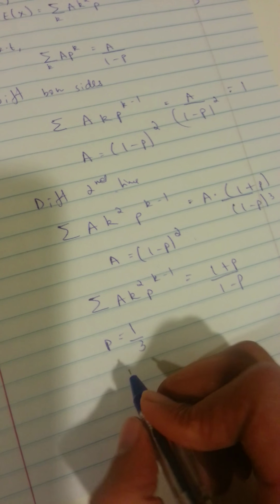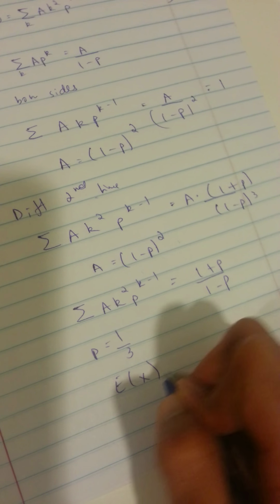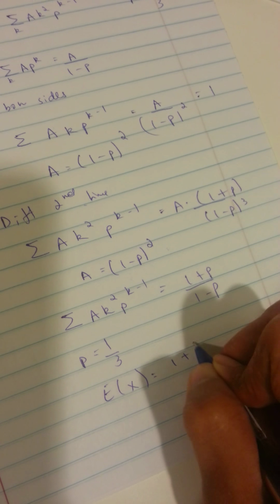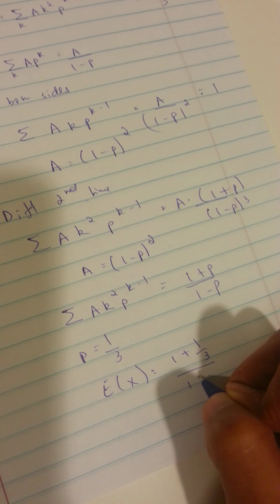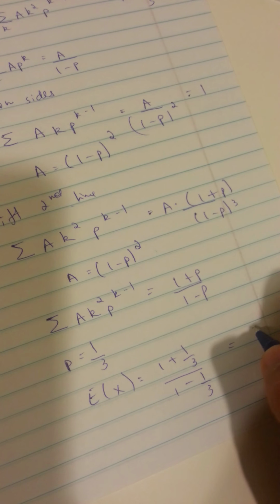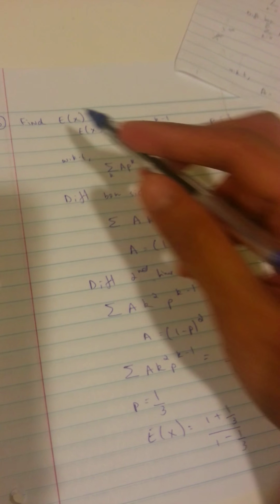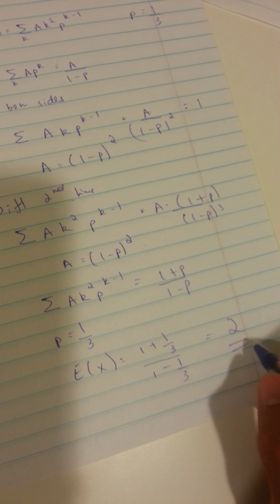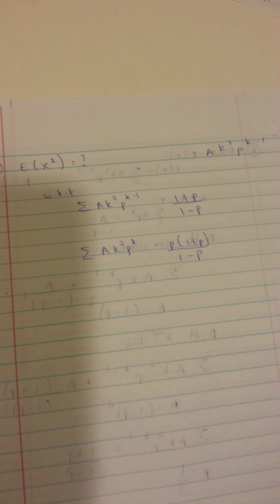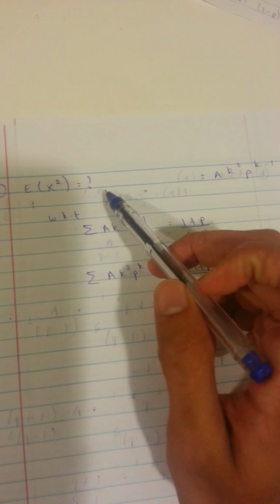So substituting p to be 1 by 3, we have E of X to be 1 plus 1 by 3 divided by 1 minus 1 by 3. So that gives us E of X to be equal to 2. So this is our answer for the second sub question of the first question: find E of X. E of X, we get it to be 2.